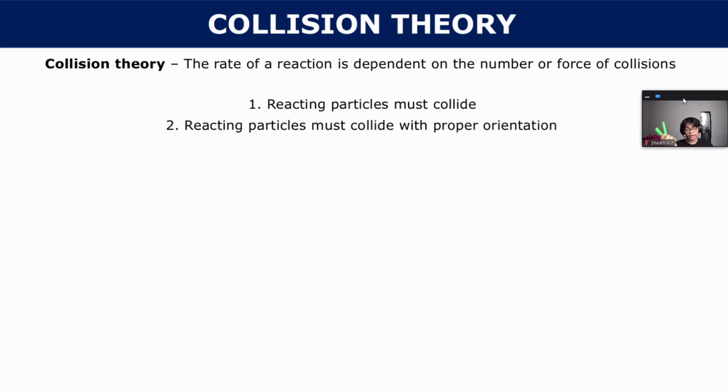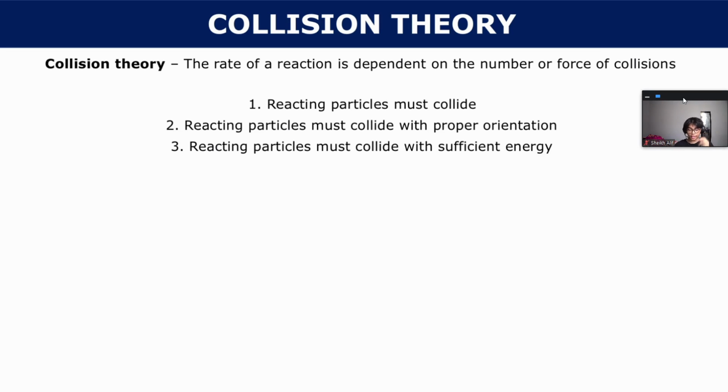The second one tells us that reacting particles must collide with proper orientation. So if I do make them collide like this, they're not going to create a capped highlighter because they're facing the wrong way. The proper orientation would be if the cap was like this and the pen was like this. And then if they collide, then they would create the capped highlighter, which is the product that we want.